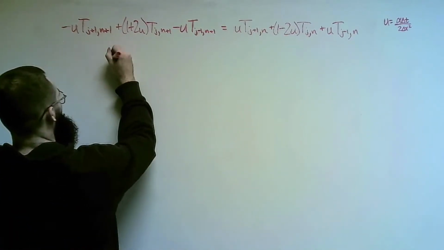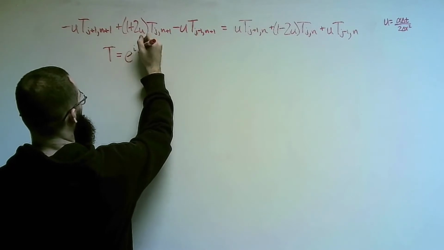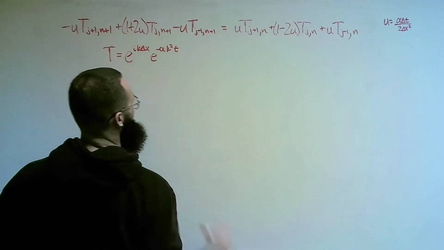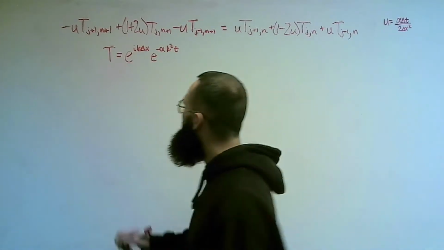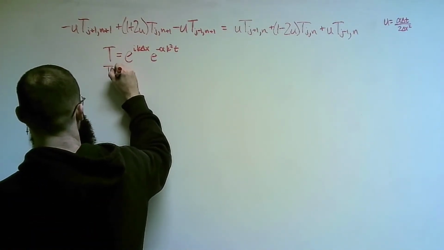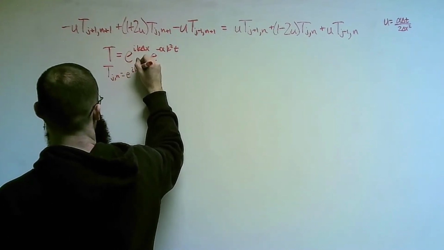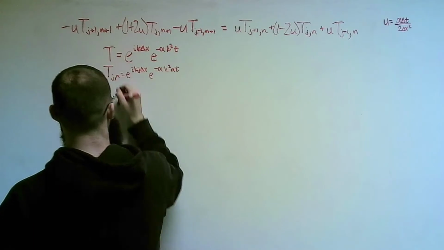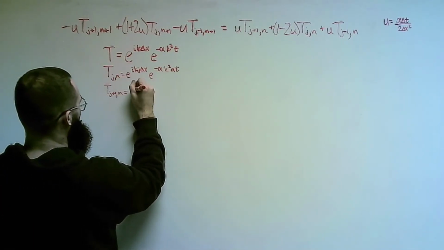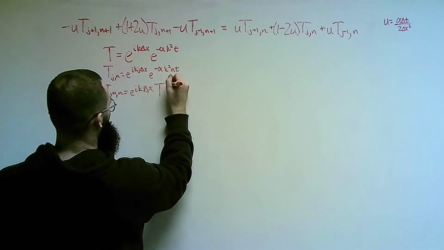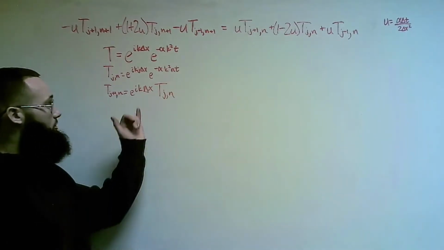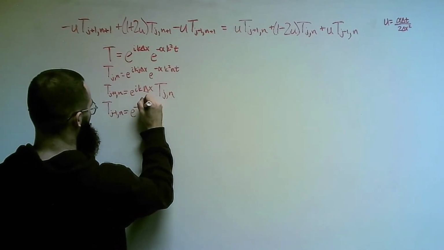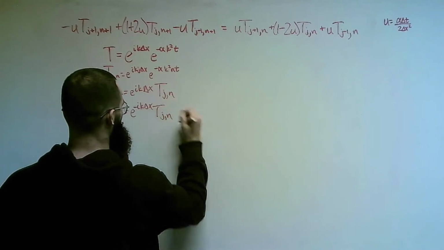So to do that, we're going to do the same process as we did before by using the answer T equals e^(i k j Δx) e^(-α k² t). And as before, T_j^n is equal to e^(i k j Δx) e^(-α k² n Δt). And also, T_{j+1}^n is going to be equal to e^(i k Δx) times T_j^n, as we showed in the previous videos. Also, T_{j-1}^n is going to be equal to e^(-i k Δx) T_j^n.